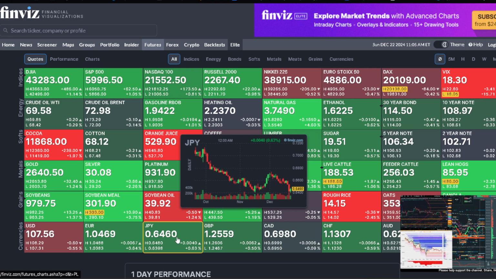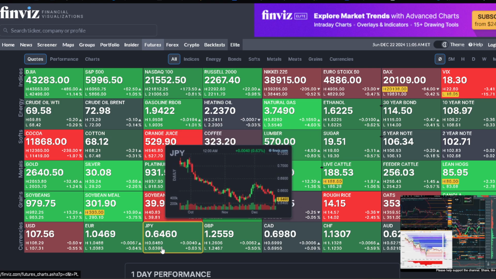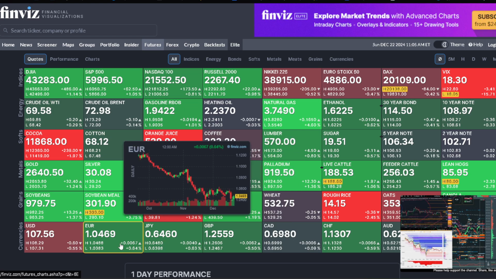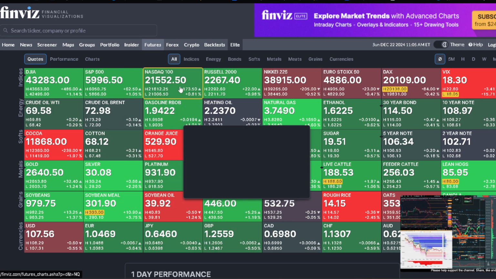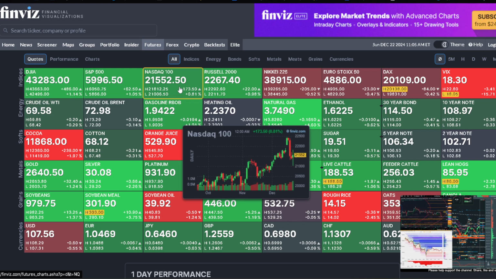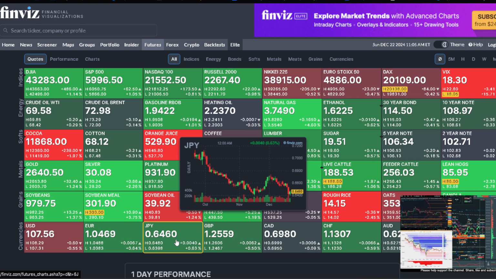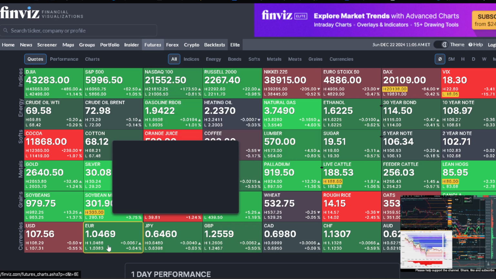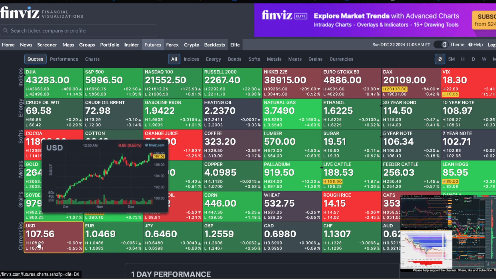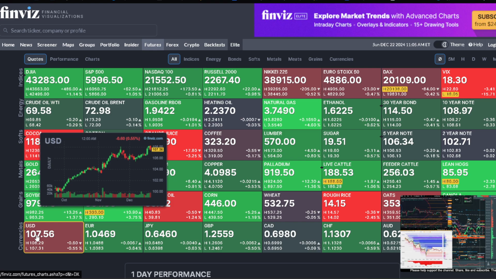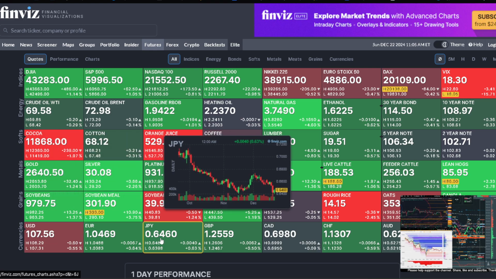stocks with that dollar. Meaning, if JPY is up and euro's down and Nasdaq's not really doing so good, you can assume that instead of taking JPY, converting it to dollars, and then taking those dollars into the stock market, they're doing the opposite. They're borrowing dollars. As you can see, the dollar is kind of down, so they might be doing this. They might be slowly setting up for this switch into JPY.